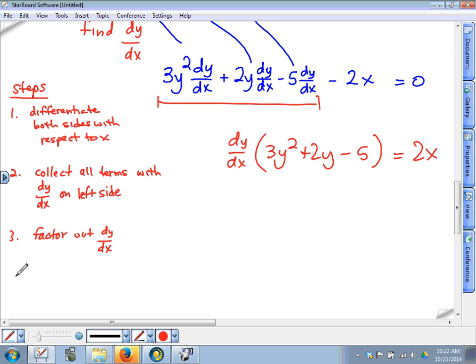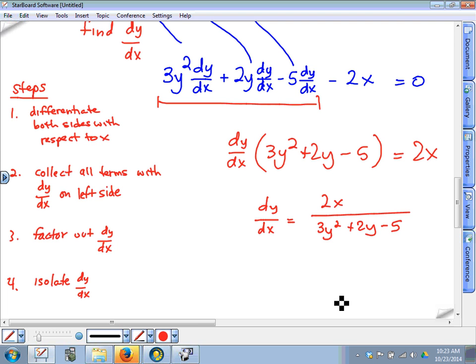We're supposed to find dy/dx, which means solve for dy/dx. So how do we solve what we have now for dy/dx? Divide by 3y squared plus 2y minus 5, that parenthesis expression. So step 4 is to isolate your single dy/dx. In this case, you would divide. So dy/dx equals 2x over 3y squared plus 2y minus 5.